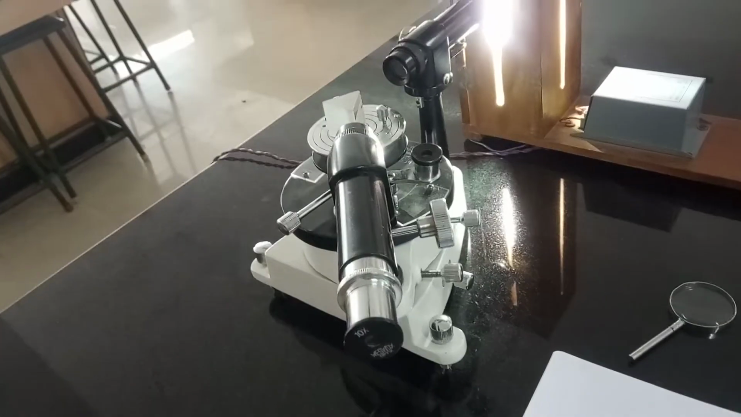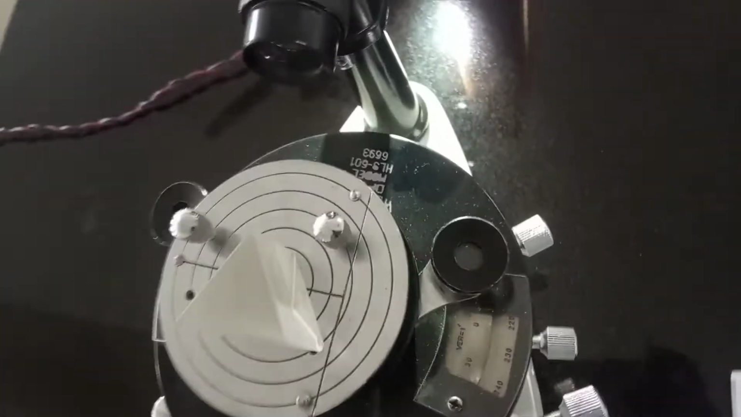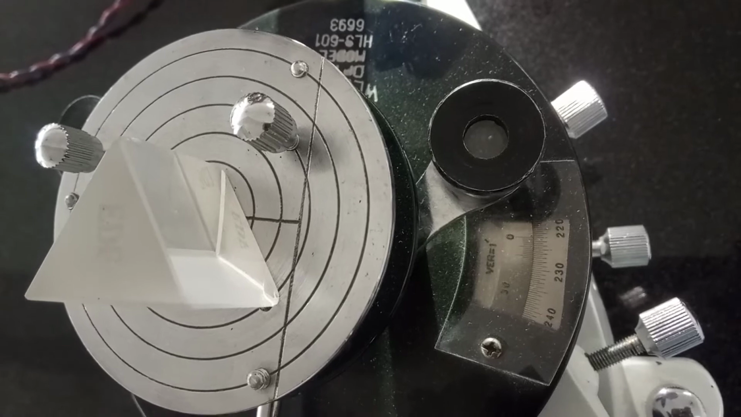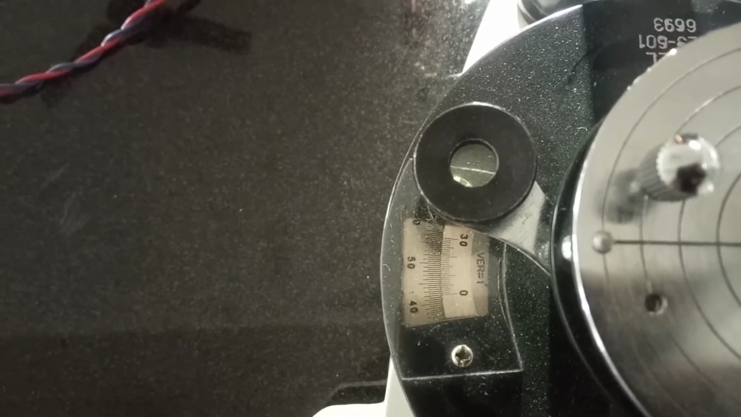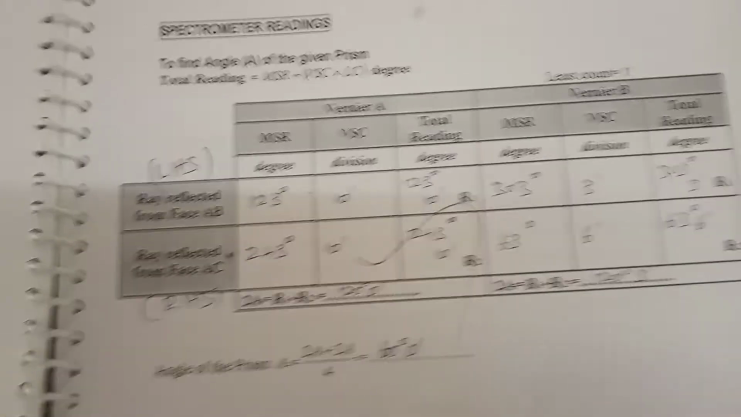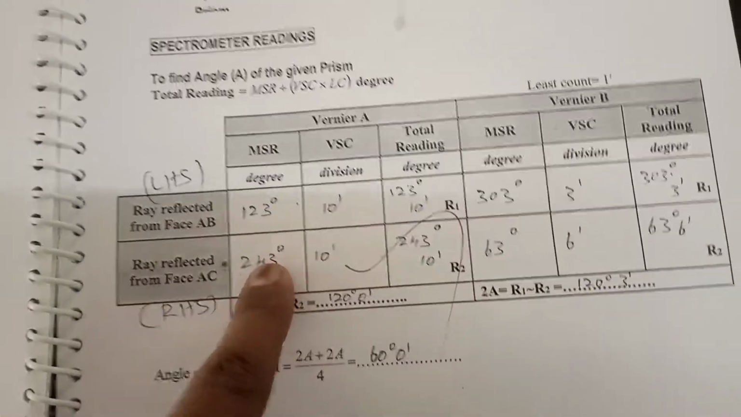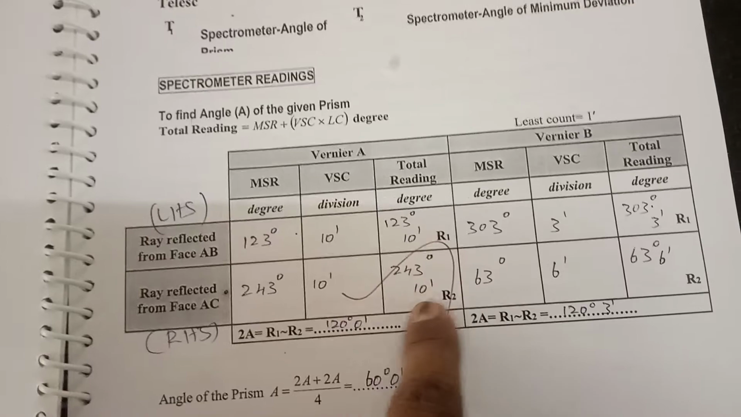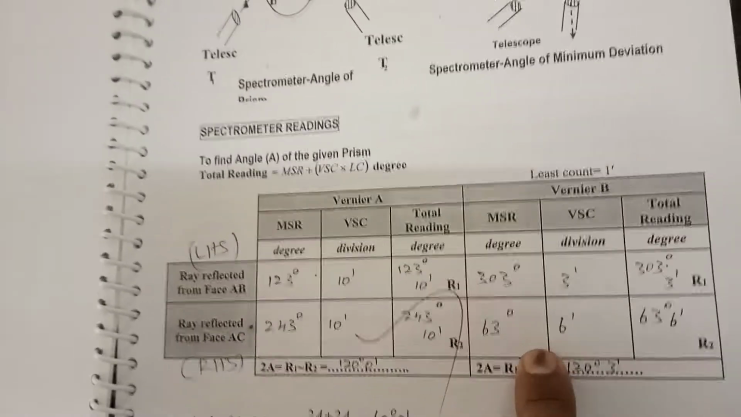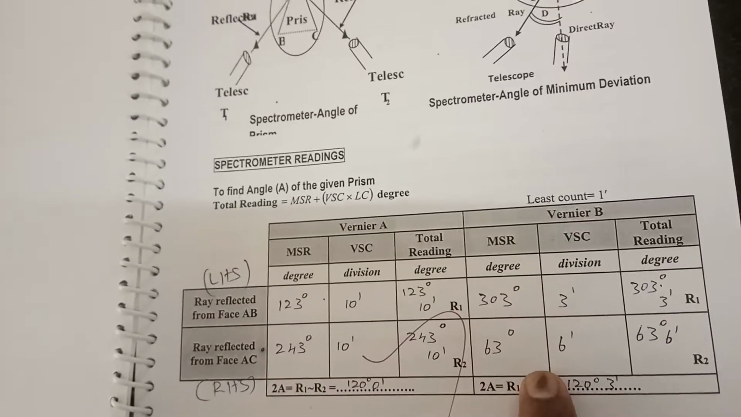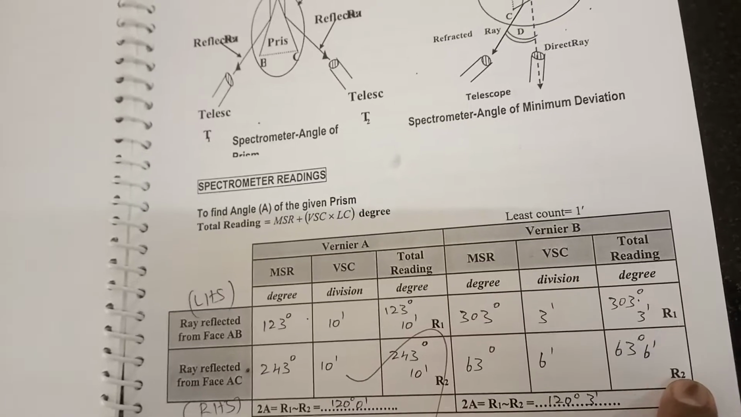For example, from the right side of the edges of the prism, now it is adjusted, so that the value of the vernier A is noted with respect to the zero division of the vernier scale, and simultaneously this is the vernier B reading, and this will be noted in the tabular column right hand side. So 243 degree 10 minutes, and this is the total reading 243 degree 10 minutes, and vernier B, the value is noted as 63 degree and 6 minutes. The final value is noted.